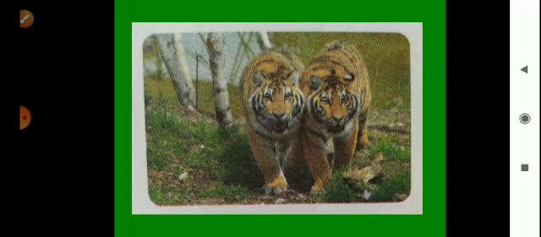Now look here, we can see the picture of a tiger. The pattern on the tiger's body is stripes. What do we call it? Stripes. And no two tigers have the same stripes on their bodies. These stripes are different from one tiger to another. Which means they are not the same.